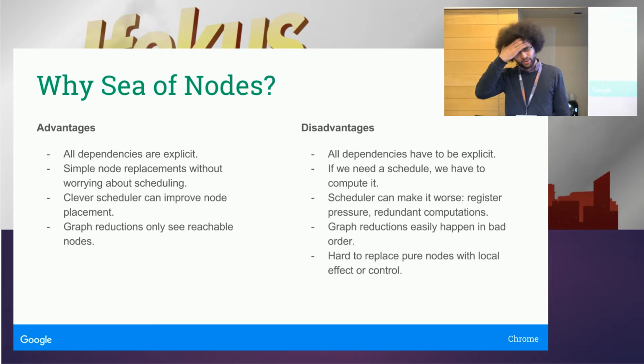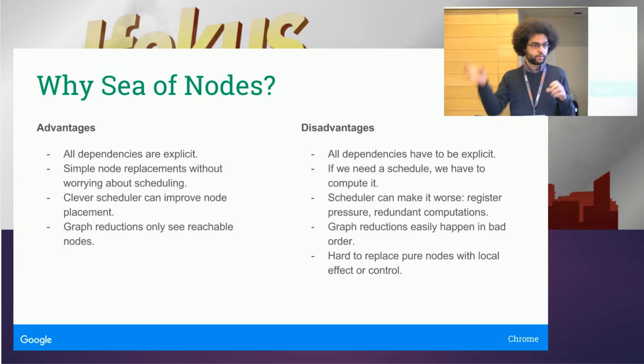Then in sea of nodes, it's really hard to do lowerings if you want to replace a pure node with something that has effect or control or something like that. We actually do that, like we have floating control where we suddenly plug a small subgraph into the middle and the scheduler handles it, which is complex and not ideal. Yeah, I don't really have an answer there.